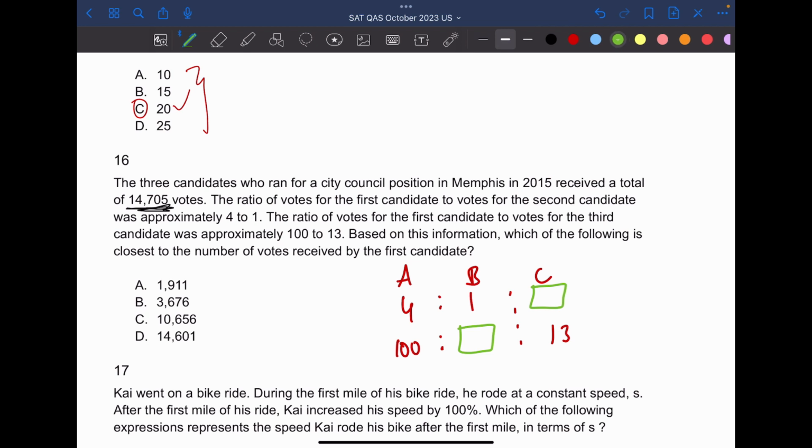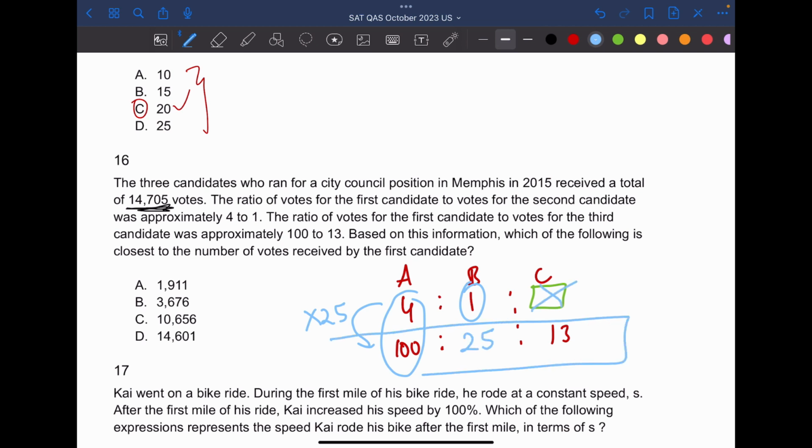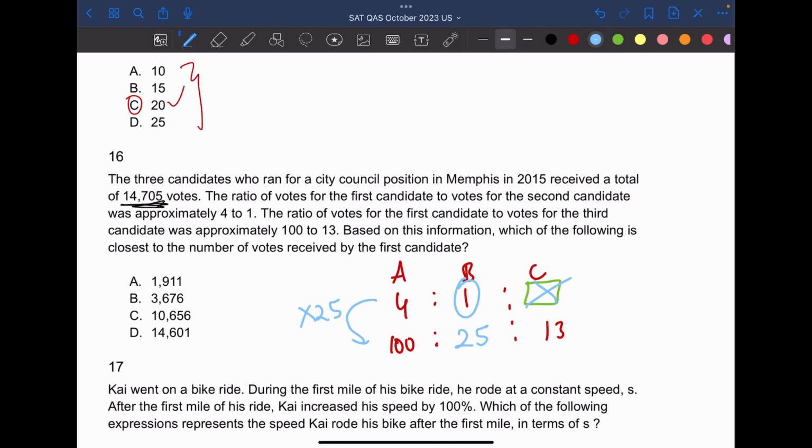The easier thing to do here is to go from 4 to 100 because this is easily done by multiplying by 25. So if you multiply this by 25, you get 100. If you multiply this by 25, you get 25. And we don't really care about this anymore because we already finished up this ratio. Okay, so we got a ratio, 100 to 25 to 13. Pretty simple so far. And now, the question is, which of the following is closest to the number of votes received by the first candidates?